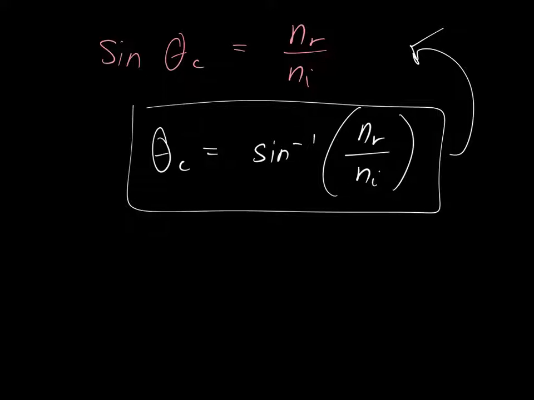Exactly. You multiply by NI on that side, and you get NR by itself. Yep. You got lost in that?